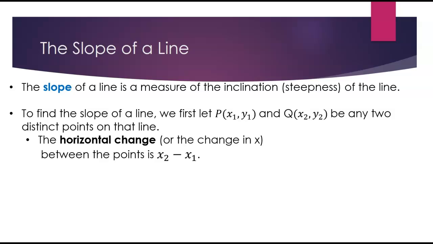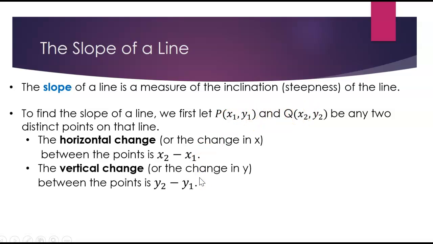The horizontal change, or the change in x, is gotten by subtracting the x points. So we take x2 and we subtract x1 from it, where we've gotten x2 and x1 from our points. The vertical change, or change in y, is between the points y2 and y1. We take the y values, y2, y1, and subtract them in the same order, y2 coming first.